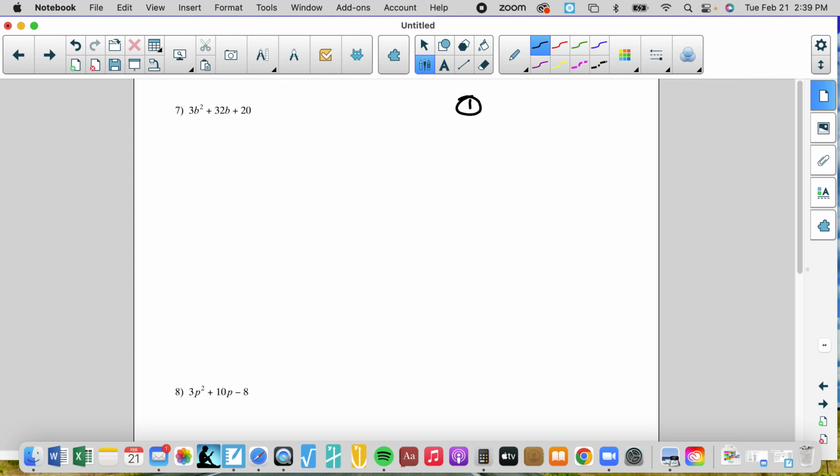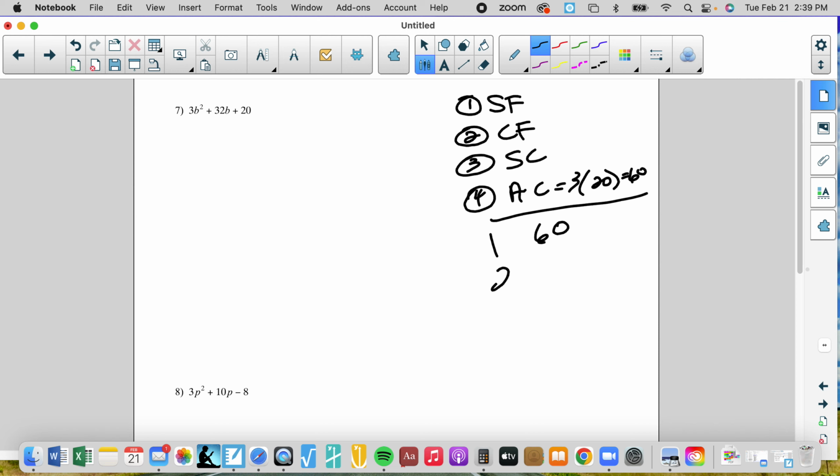So standard form, yes. Common factor, no. Special case, definitely not. A times C. A is 3, C is 20, 60, 1 and 60, 2 and 30, 3 and 20, 4 and 15, 5 and 12, 6 and 10, 7, 8, 9, 10. Good. Signs are the same, both positive.